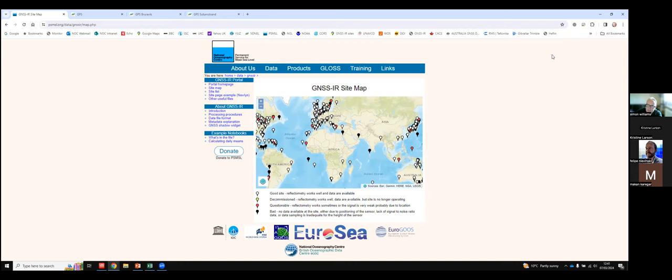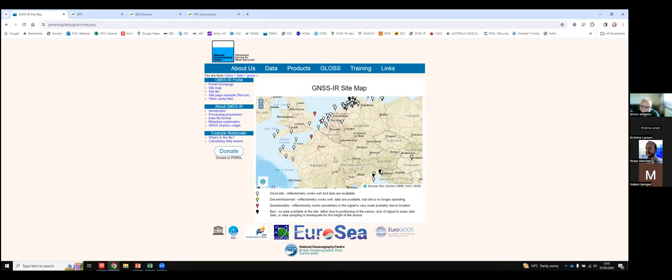So the red ones are sites that were looked at, but were found questionable. Maybe the reflectometry works slightly, but not enough, or the signal's very weak. So we flagged them as red. It's an attempt to stop other people repeating looking at some of those sites, because you're not really going to get anything from there.